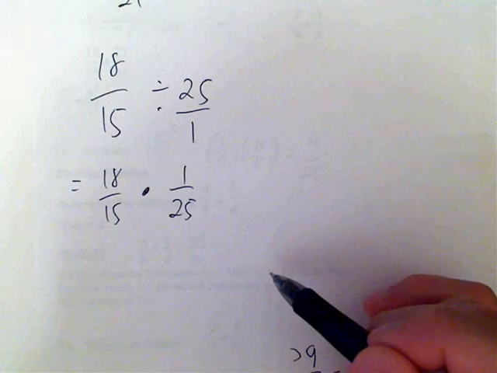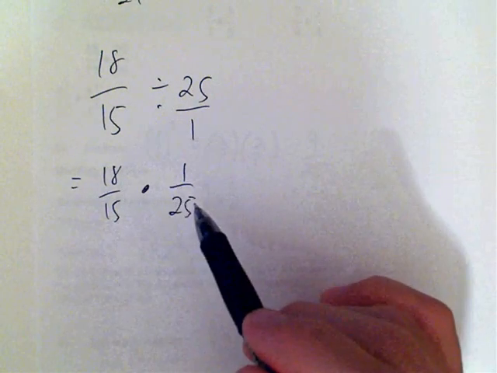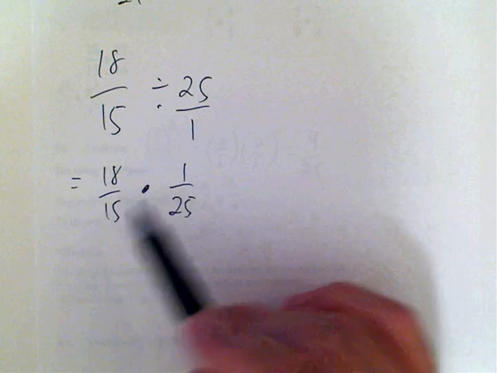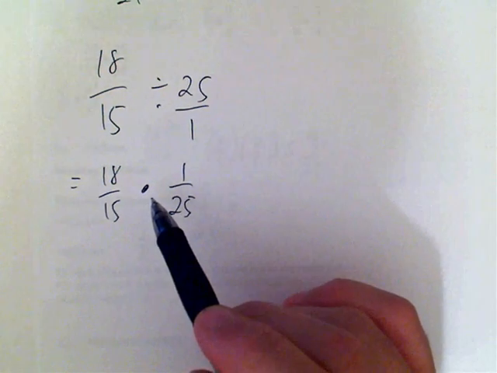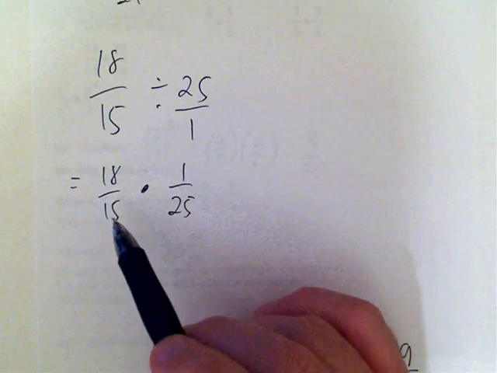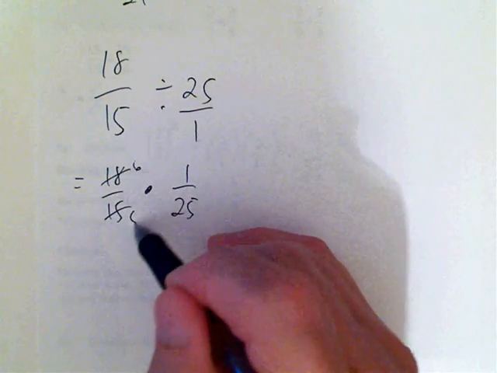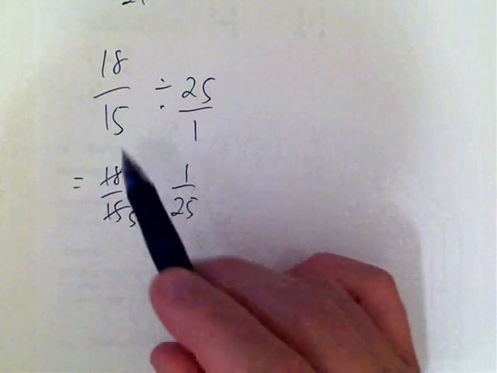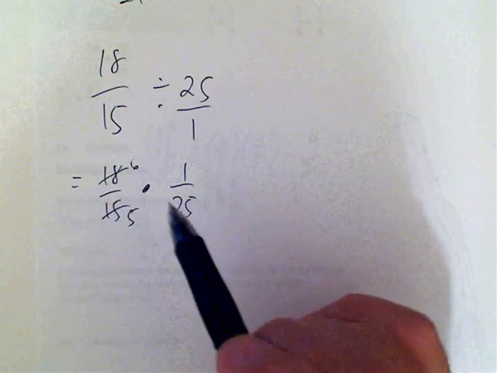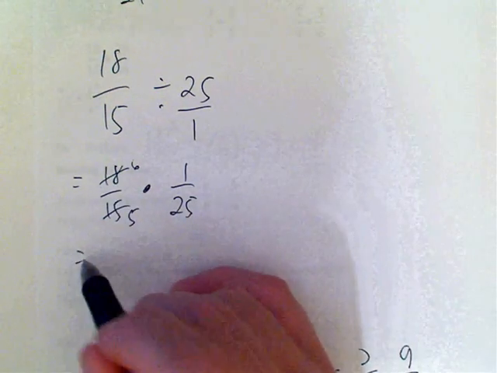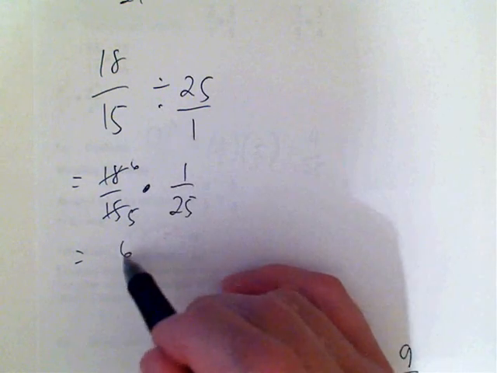Now a lot of people will automatically think, well, since 18 and 25 don't reduce and 1 over 15 don't reduce, it doesn't reduce. But they forget the most basic way to reduce. 18 over 15 reduces. 3 goes into 18 and 3 goes into 15. See that? Don't ever forget vertically. Most people get stuck on just looking diagonally. Never forget vertically. Then you multiply straight across. These are much smaller numbers now. 6 times 1 is 6. 5 times 25 is 125.